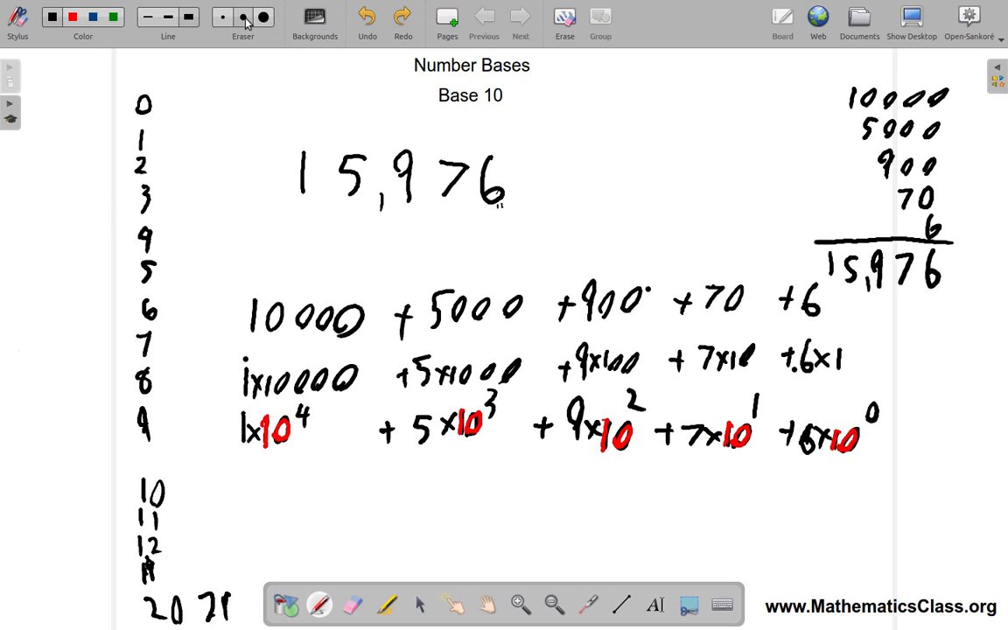Alright? But the issue here is this: how many symbols do you have? That's 1, 2, 3, 4, 5, 6, 7, 8, 9, 10. When you use 10 symbols, you have run out of symbols. So in base 10, you will have only 10 symbols to use. After 10, then you start reusing those 10 symbols. Now later on, when we do other bases, the same argument applies. The same argument will apply.